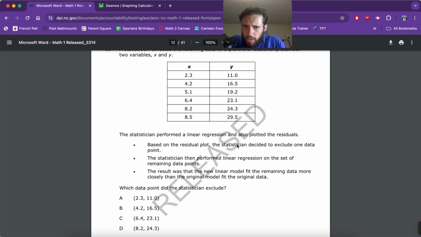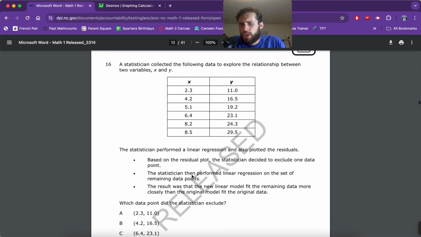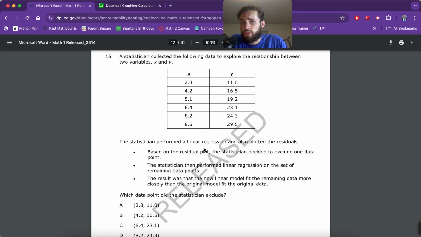So based on the residual plot, the statistician decided to exclude one data point, then perform the linear regression on the set of the remaining data points. The result was that the new linear model fit the remaining data more closely. Okay. So the point that you're going to exclude, again, is the one with the biggest residual, so the one that's furthest away from the line of best fit.